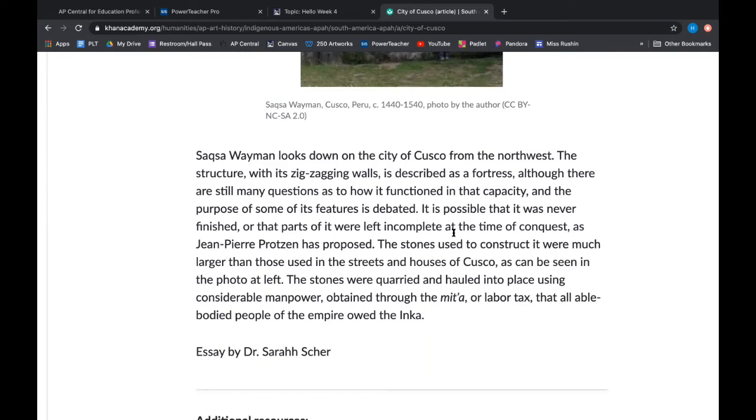The stones used to construct it were much larger than those used in the streets and houses of Cusco, as can be seen in the photo above. The stones were quarried and hauled into place using considerable manpower, which tells us it's important. The same thing as Stonehenge, right? All those stones were brought in and quarried from really far away. Therefore, we are deriving importance. So as historians, we are saying this is important because a lot of labor went into this. Obtained through labor tax that all able-bodied people of the empire owed the Inca.